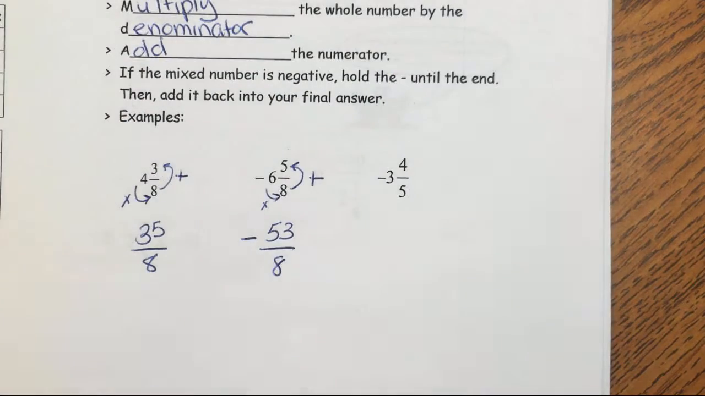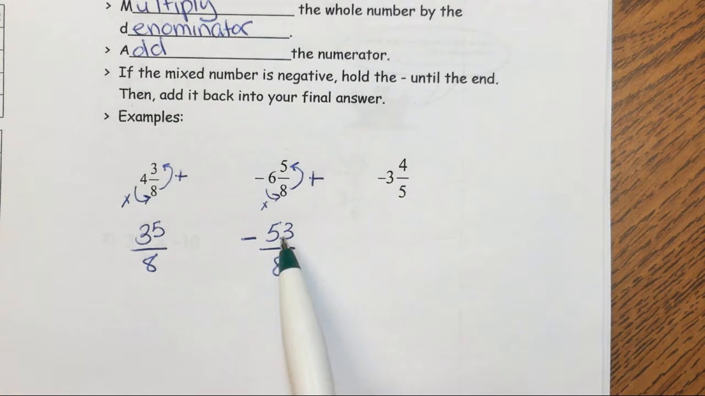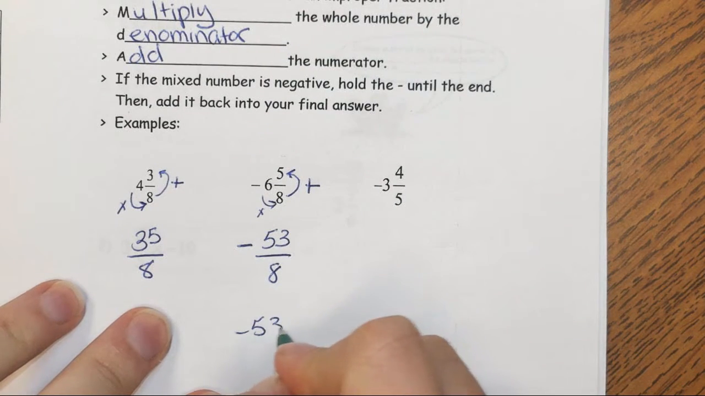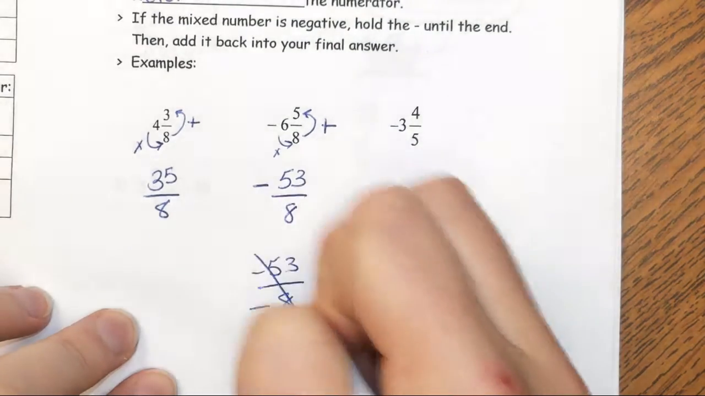And I usually put the negative sign with the numerator. You can either put it with the numerator, the denominator, or out in front. It all means the same thing. But please do not put it both with the numerator and the denominator. That would not be correct.